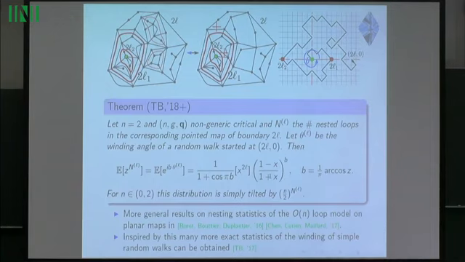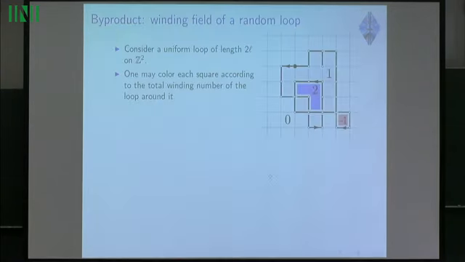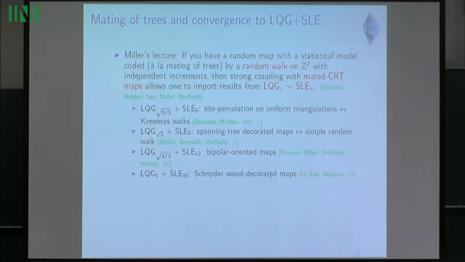But the nice thing here is that it relates nesting to winding of random walks, something that had been hardly studied at an exact level before. And this inspired a lot of new exact statistics of the winding of random walks on the lattice. Here's an example. Let me finally conclude.